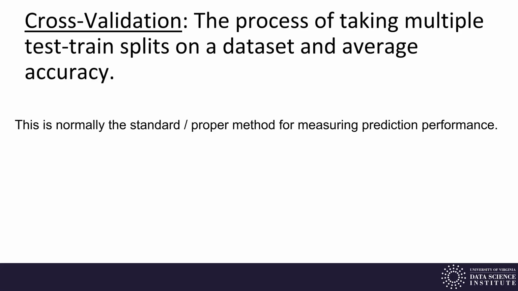Cross-validation is the process of taking multiple test-train splits on a data set and then averaging accuracy across those multiple test-train splits. Cross-validation is really the standard or proper measure for measuring predictive performance.